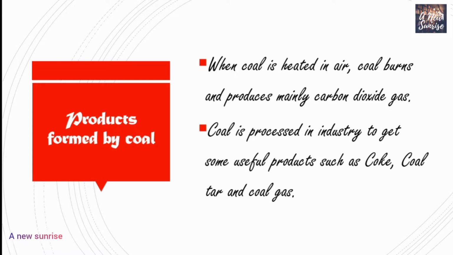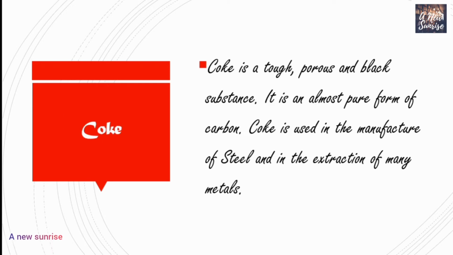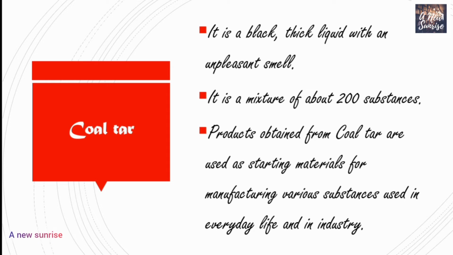Now, let's learn about all these three products formed by coal, that are coke, coal tar, and coal gas. Coke. What is coke? Coke is a tough, porous, and black substance. It is an almost pure form of carbon. It is the most pure form of carbon. Coke is used in the manufacture of steel and in extraction of many metals.